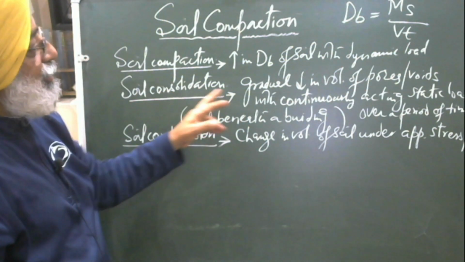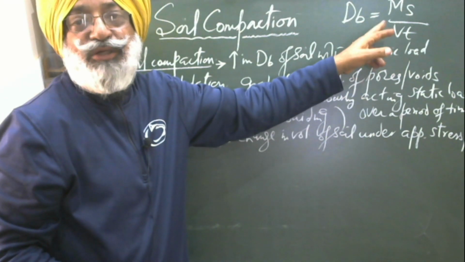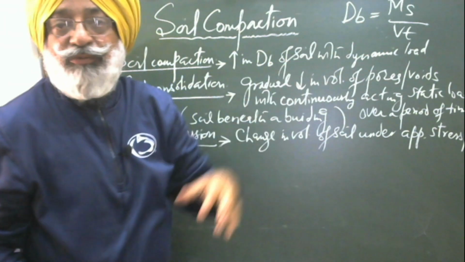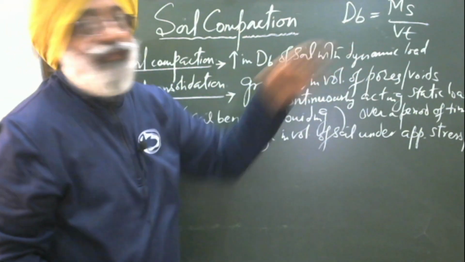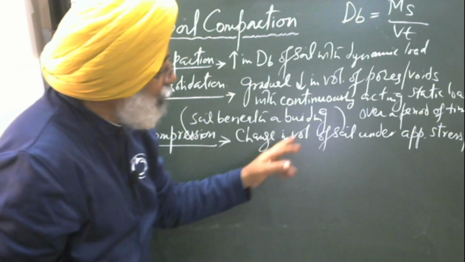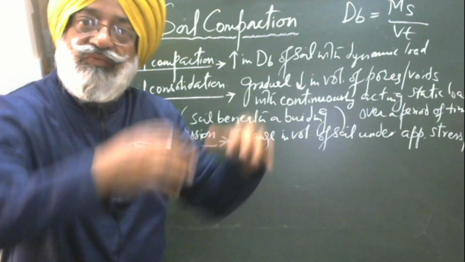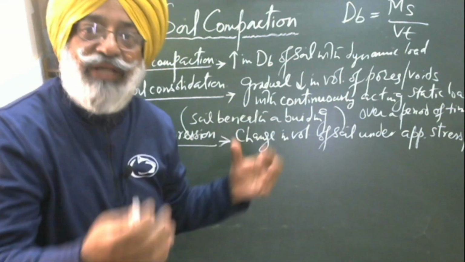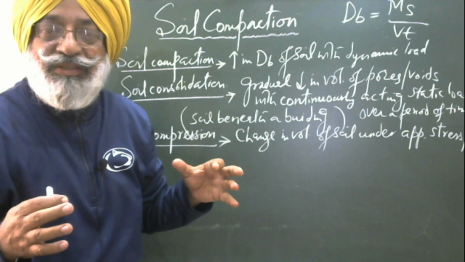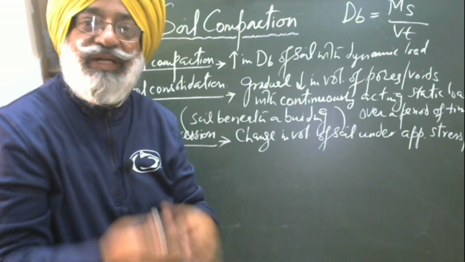But in consolidation, it is gradual decrease in volume of pores, and pores are contained in the total volume. So gradual decrease in volume of pores leads to increase in bulk density again. And in compression, again, it is change in volume of soil. But here we actually change the volume of the soil. It's not natural, you are compressing the soil. Consolidation is a natural process, or you use this natural process in constructing a building.